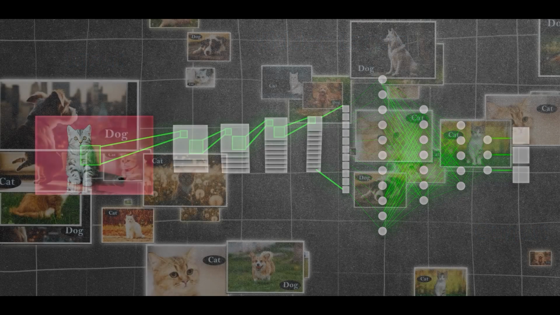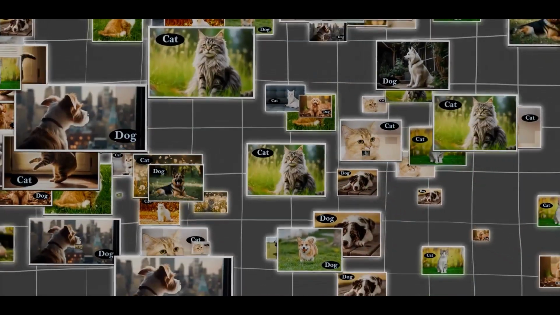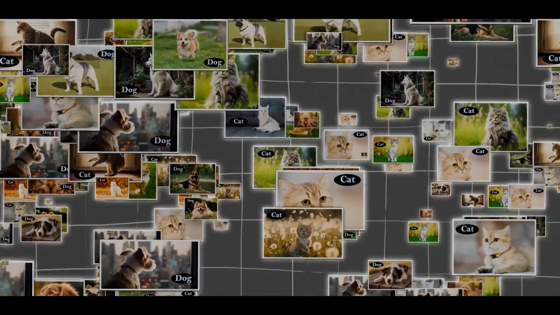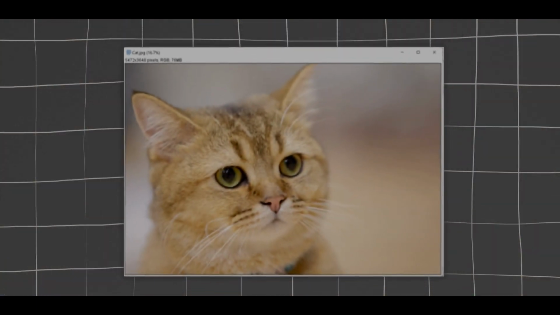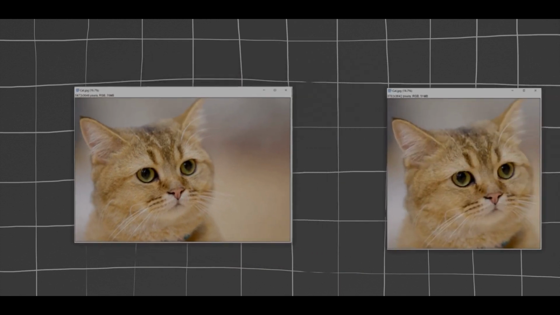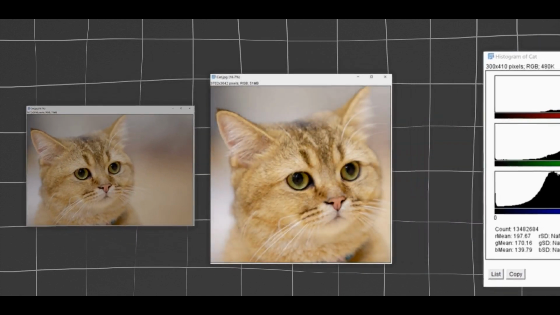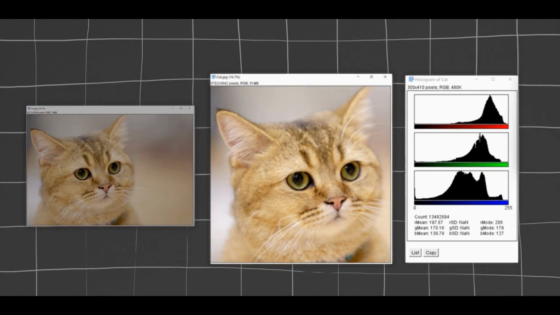Here's how it works. First, we collect thousands of labeled images of cats and dogs. These images are crucial for training the neural network. Next, we preprocess the images by resizing and normalizing them. This ensures that the data is uniform and ready for analysis.